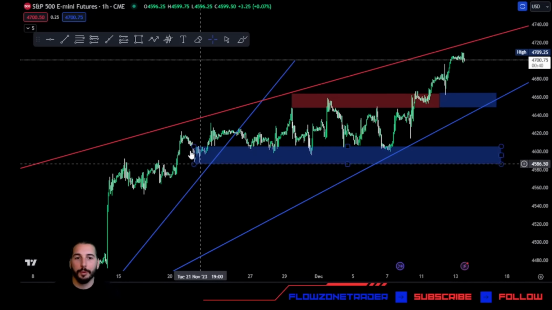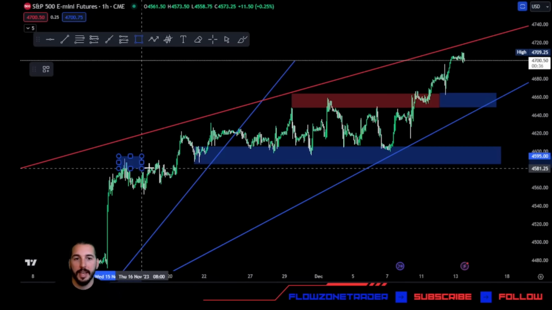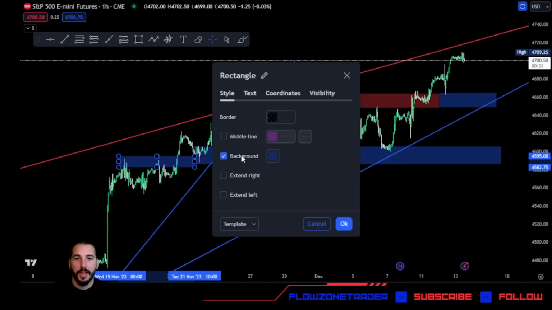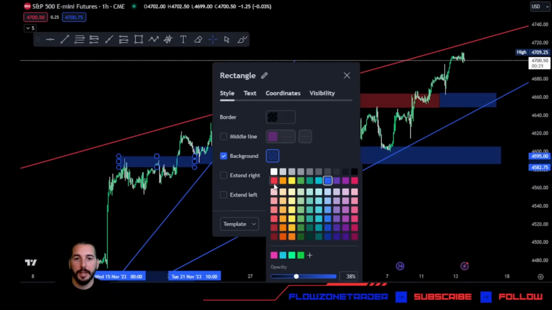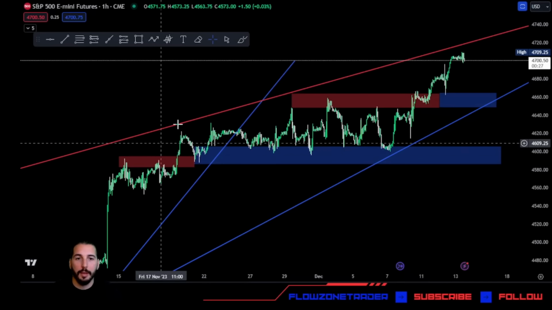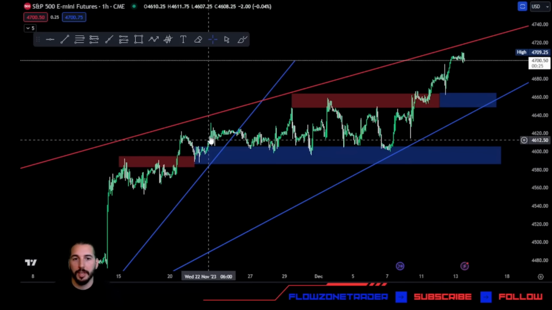Here you can see the same thing. We created demand. It was created from this old supply, right? This area here would have been red for me because we kept rejecting it. So we make that red. So you can see old supply, break and retest. Now it's demand. So we held it, we push up.